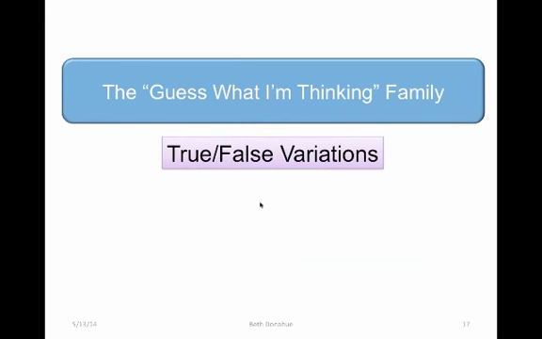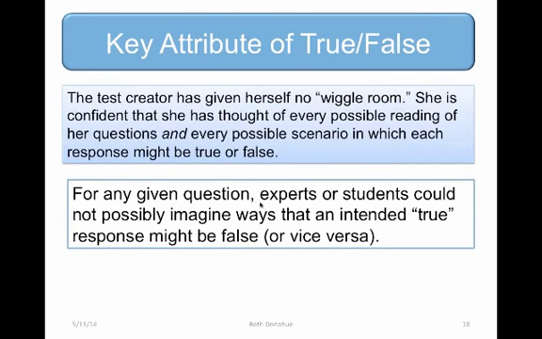So moving into what not to do, my recommendation is to stay away from all the variations on the true-false approach to multiple choice. The key attribute of true-false, unlike with one best answer, is the test creator has given herself absolutely no wiggle room. So she has to be confident that she's already thought of every possible reading of each question and every possible scenario in which the response could be true or false. And for any given question, experts or students could not possibly imagine ways that an intended true response could be false or vice versa.